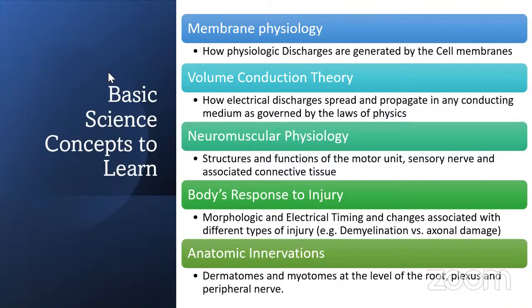Basic science concepts are required to learn electrophysiology: the long forgotten membrane physiology, how physiological discharges are generated by the cell membrane; the volume conduction theory, how electrical discharges spread and propagate in any conducting medium as governed by the laws of physics; neuromuscular physiology, the structures and functions of the motor unit, sensory nerve and associated connective tissue; the body's response to injury, the morphological and electrical timing and changes associated with different types of injury, whether demyelination or axonal damage; and anatomic innervations, the dermatomes and myotomes at the level of the root, plexus, and peripheral nerves. And these are very, very important for us to understand.